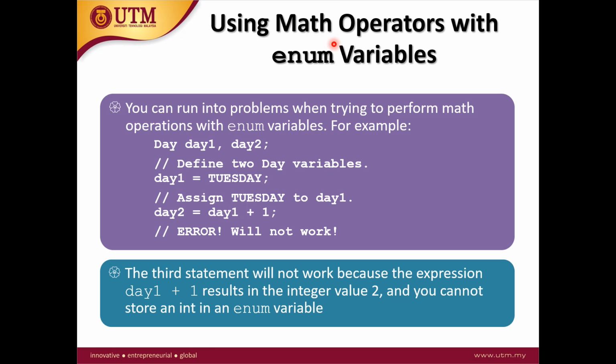How to use math operations with the enum variable. For example, we've got day1 and day2. So day1 and day2 are two variables of the data type.